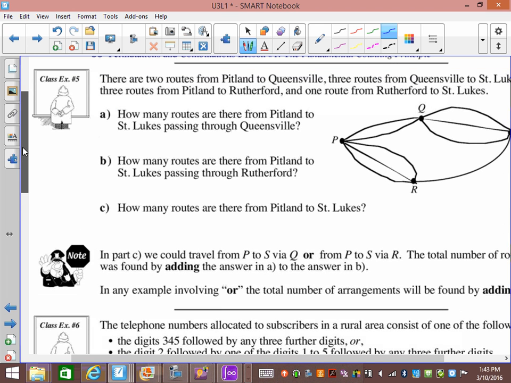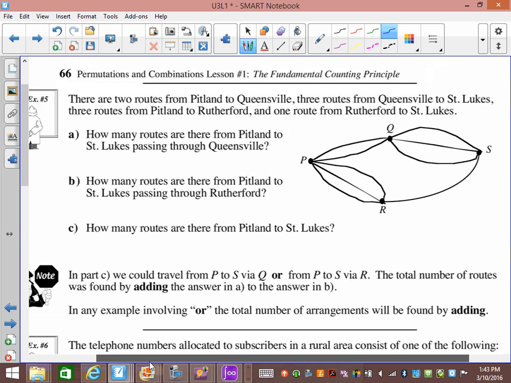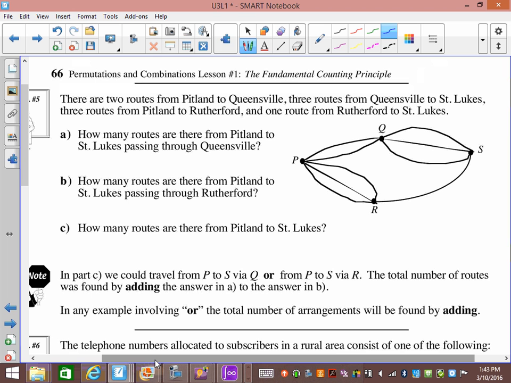So this pathway question throws people off, but this totally uses the fundamental counting principle. So here we have, there are 2 routes from Pitland to Queensland, 3 routes from Queensville to St. Luke's, and then 3 routes from Pitland to Rutherford, and 1 from Rutherford to St. Luke's.